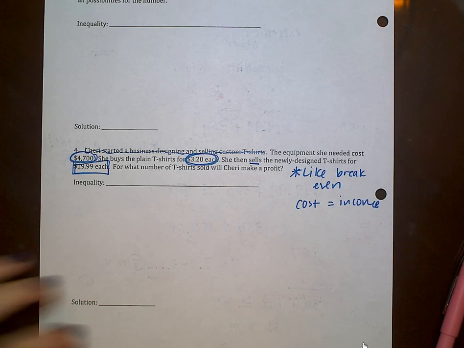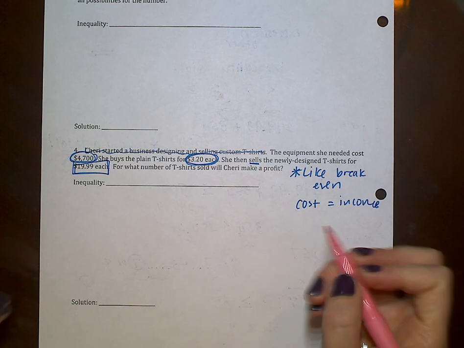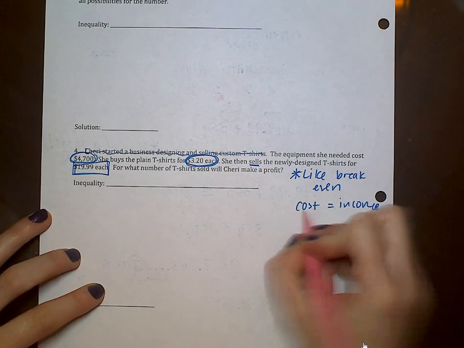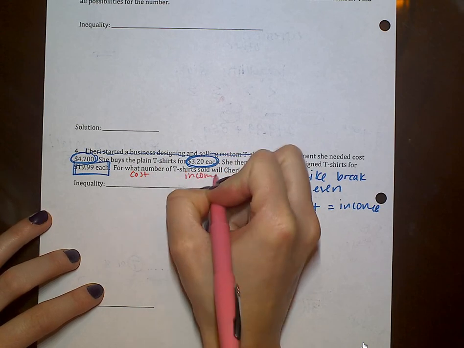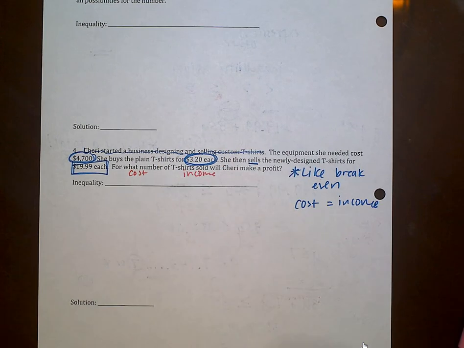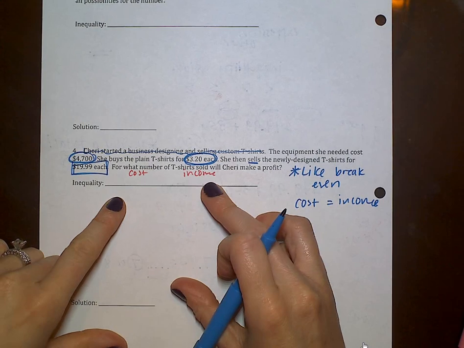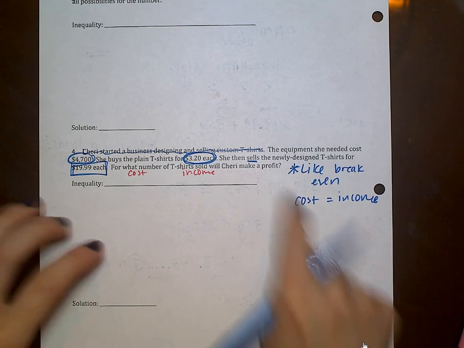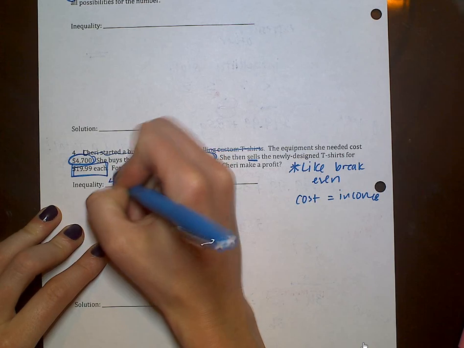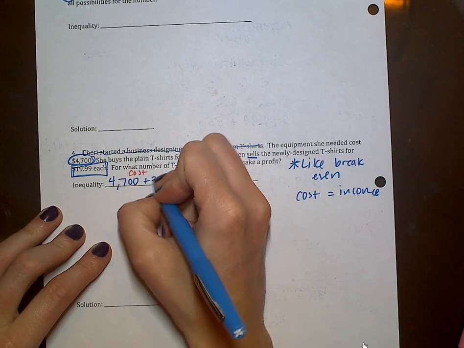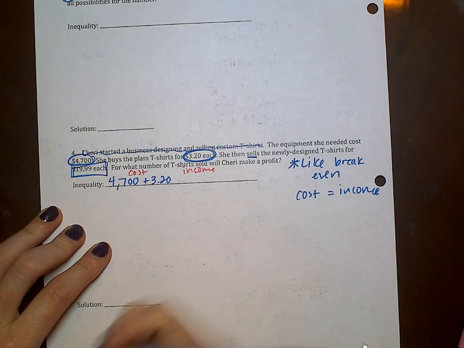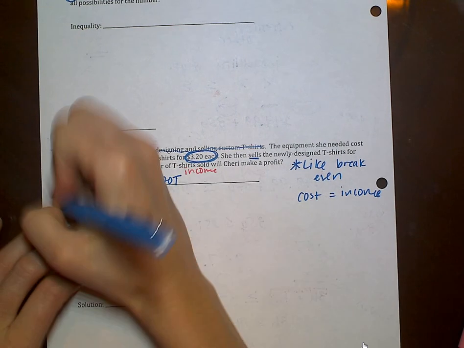And let's set it up with the expressions on each side. So I am going to take this break-even idea. If you're talking business like this problem is, you guys, you're always going to set it up like this. Cost on the left, income on the right. So what are Sherry's costs? Well, she spends $4,700, and then on top of that, she has to buy the t-shirts for $320 each. So T is t-shirts.